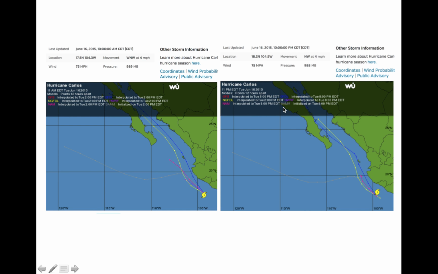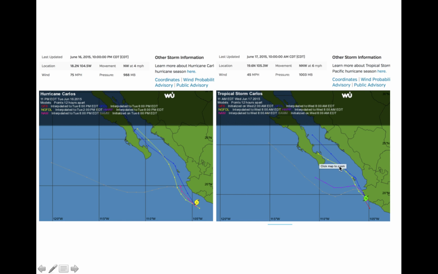So the next picture was updated on June the 16th at 10 p.m. And again, this one was exactly the same as the previous one right here. At 10 p.m., it shows that the hurricane went back to the coast of Mexico. The blue line is still predicting that the hurricane is going to go towards the coast. It didn't predict that it was going to actually happen on the coast though. It's close.